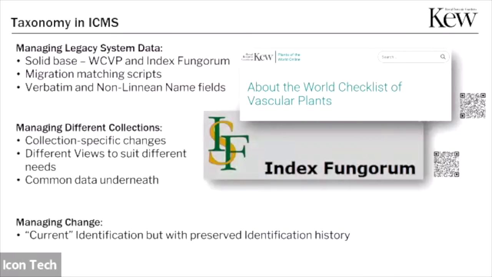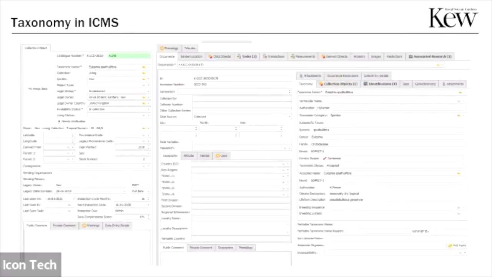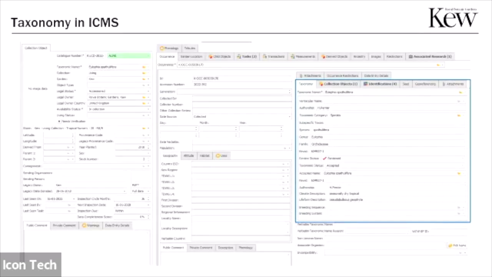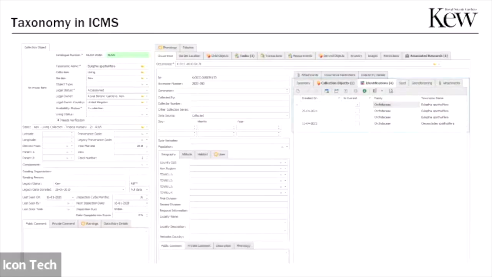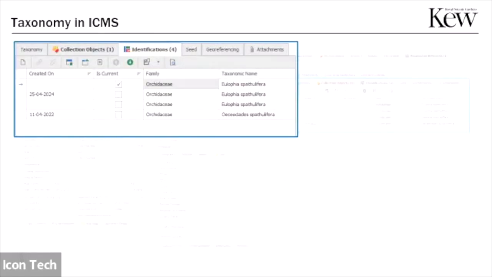The point at the bottom of the slide talking about identification, as I was saying, things change. We manage this by having the concept of a current identification whilst also maintaining history of previous identifications. So here we have a living collection object. It has a taxonomic name. If you notice at the top in the middle, we have a tab of identifications with the number 4 against it. And if we look at that more closely, we have 4 identifications for this object.